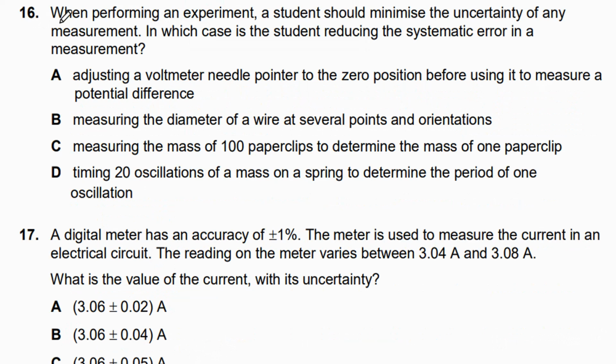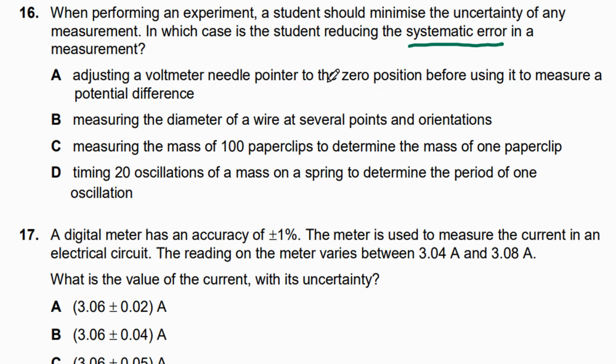In question 16 it says, when performing an experiment, a student should minimize the uncertainty of any measurement. In which case is a student reducing the systematic error in a measurement? And in A we have adjusting a voltmeter needle pointer to the 0 position before using it to measure a potential difference. Is this dealing with a systematic error?